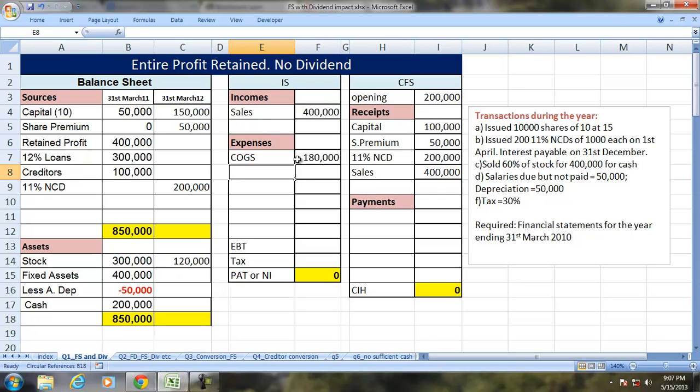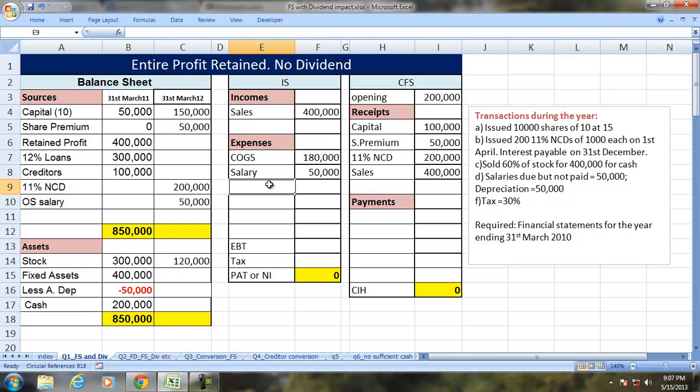Salary is due but not paid. Salary is an expense but not paid, so it becomes a liability. So outstanding salary will appear on the balance sheet as a short-term or a current liability, 50,000.